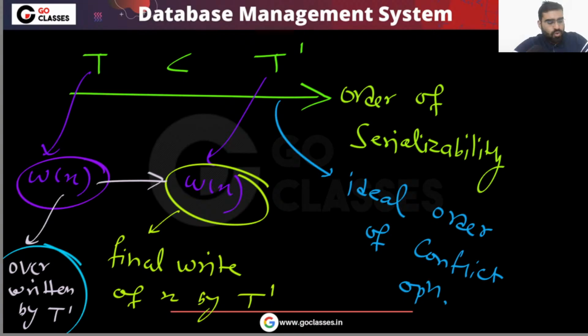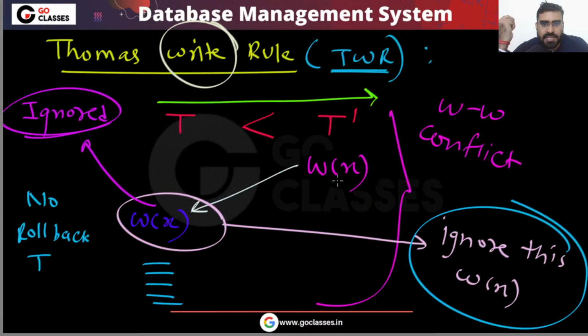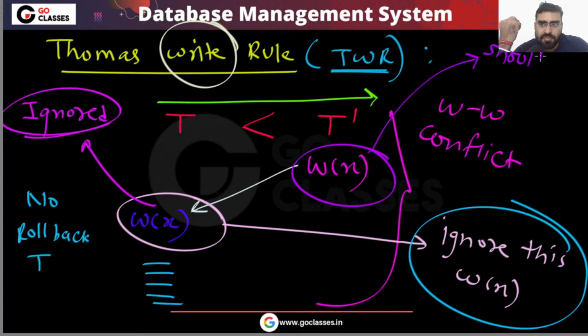Then what we can do: if T dash has already done the write, then you just ignore this. See, if T dash has already done the write, this should reflect in the database, yes or no? Do you agree that this should reflect in the database?